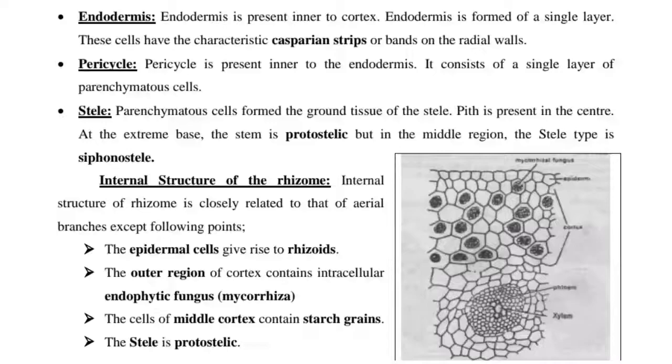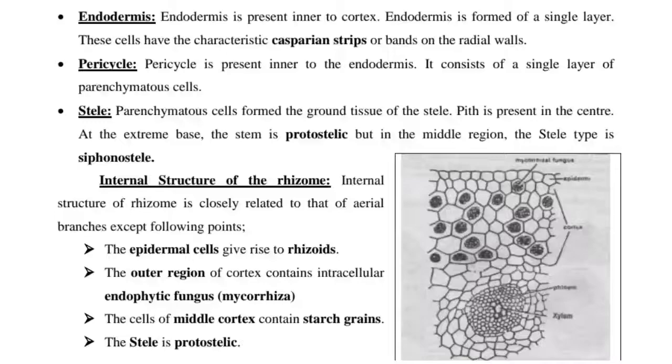Endodermis. Endodermis is present inner to the cortex. Endodermis is formed of a single layer. These cells have characteristic Casparian strips or bands on the radial walls. Pericycle. Pericycle is present inner to the endodermis. It consists of a single layer of parenchymatous cells. Stele. Parenchymatous cells form the ground tissue of the stele. Pith is present in the center. At the extreme base, the stem is protostelic but in the middle region, the stele type is siphonostele.